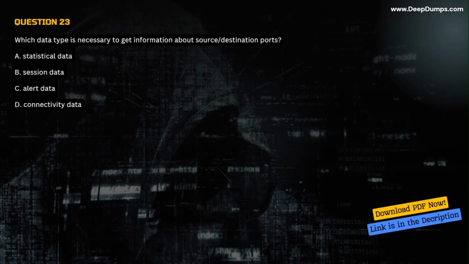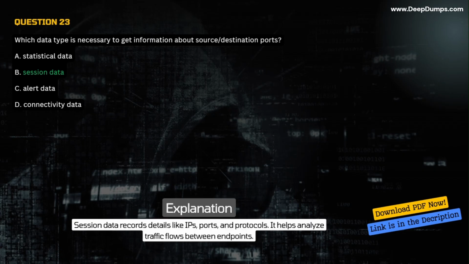Question 23. Which data type is necessary to get information about source/destination ports? A. Statistical data. B. Session data. C. Alert data. D. Connectivity data. Correct answer B. Session data. Explanation. Session data records details like IPs, ports, and protocols. It helps analyze traffic flows between endpoints.